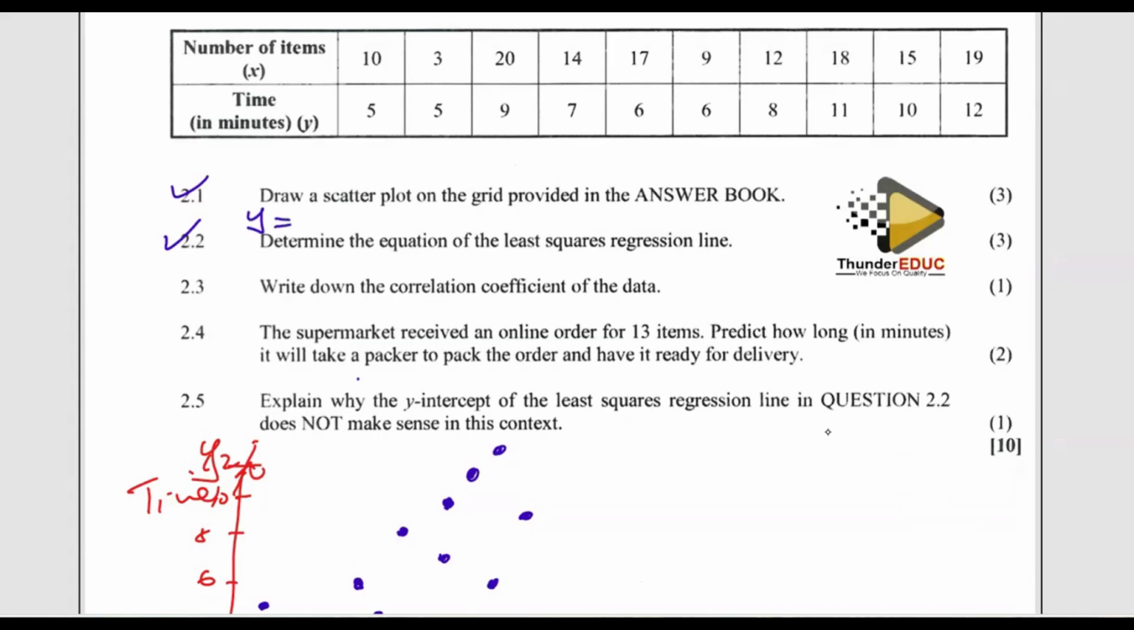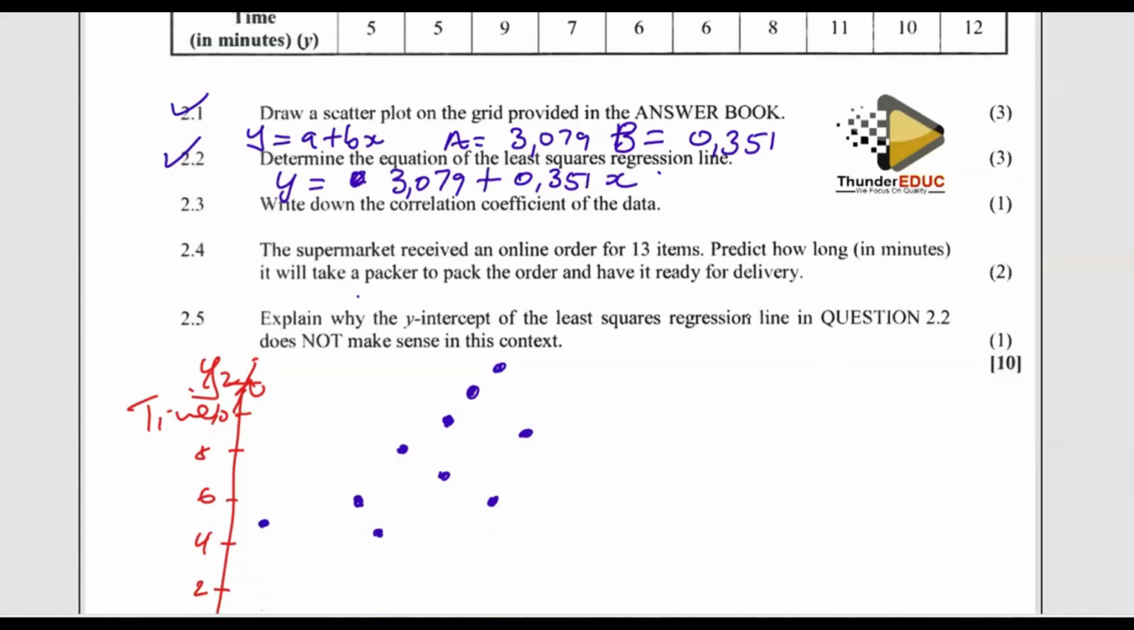So we know that that equation should be in the form of A plus BX. So my A that I have is 3,079, or you can round it off to 3,08. And then the B, okay, the B I'm having is 0,351, which is the same also as 0,35. So Y is going to be 3,079 plus 0,351x. I'll use just 3 decimals. 2 decimals, perfect, well and good.